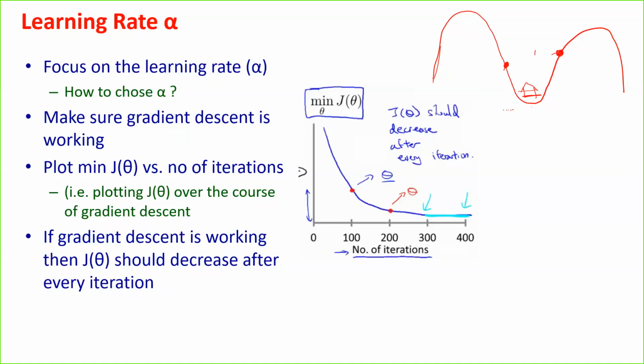Even if you take a very big value for alpha, that is also a problem because you're crossing the optimal point and taking a zigzag path. That is why that also takes a longer time, and there is no guarantee that you will reach the optimal point. That is the problem with alpha, that you have to choose the right value for it.